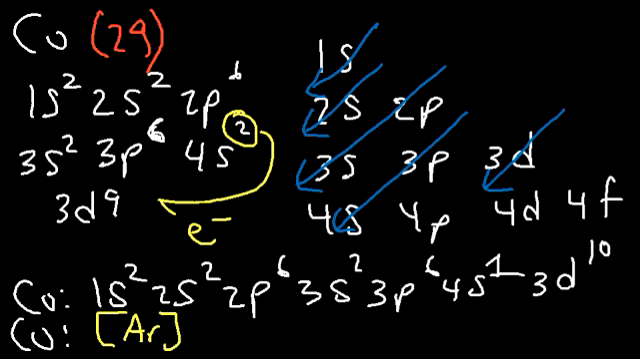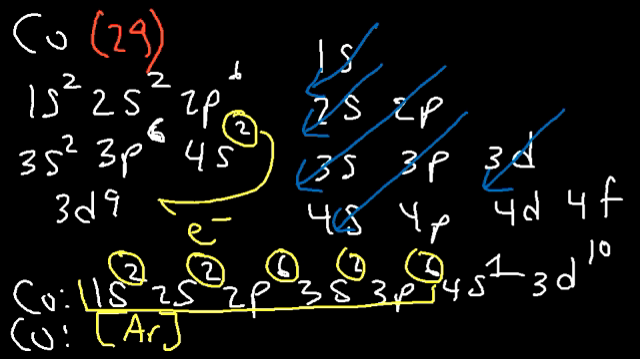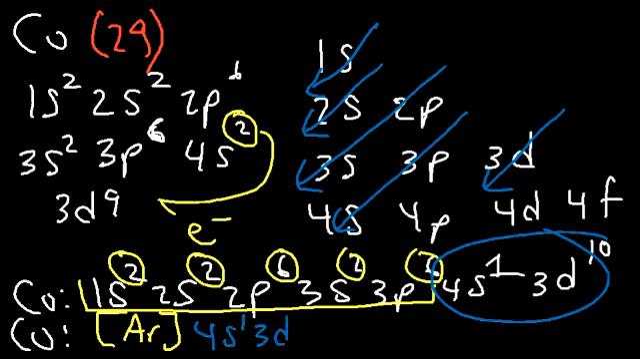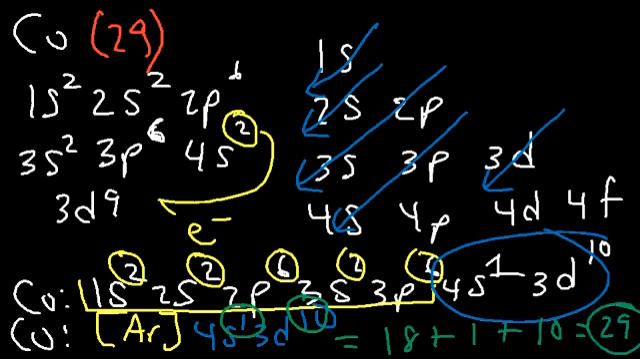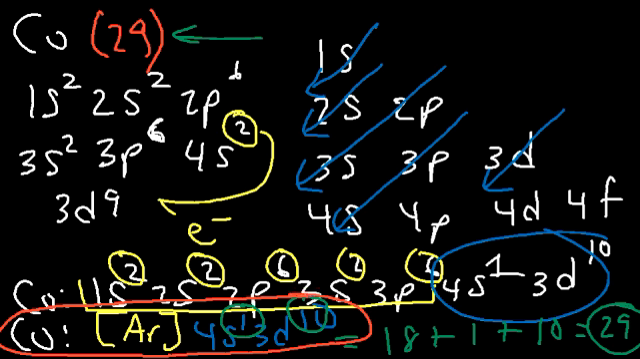Now the electron configuration for argon ends in 3p6. If you add these numbers, 2 plus 2 plus 6 plus 2 plus 6, that is 18, which is the electron configuration for argon. So we can replace that with argon. Then what's left over is 4s1, 3d10. If you add everything, argon is 18 plus the 1 plus the 10. You should still get a total of 29, which is the atomic number for copper. So this is the electron configuration using noble gas notation for copper, and that's how you can write it.